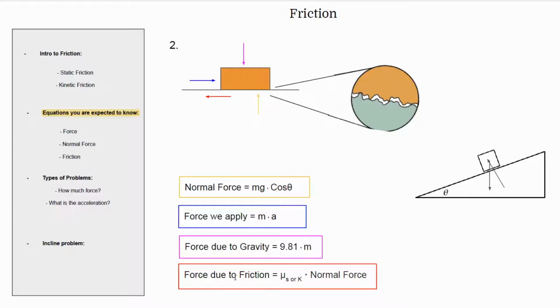Lastly, we have the force due to friction. This is either static friction times normal force or kinetic friction times normal force. This will yield the force due to friction. We only get this if the object is in motion, and in that case, the force of friction will be opposite the direction of motion. So in this case, if the object is moving to the right, or if we're pushing the object to the right, the force of friction would be to the left. Or in this case, if the object is falling down the ramp, then the force of friction will be up the ramp.